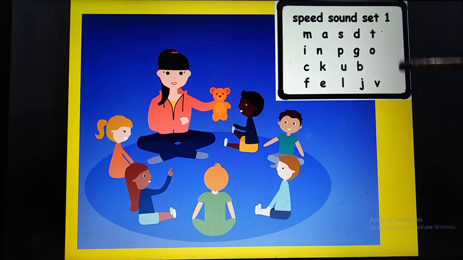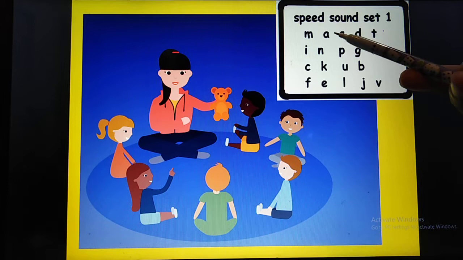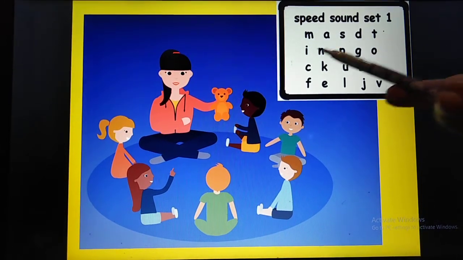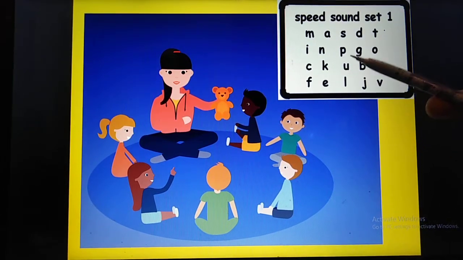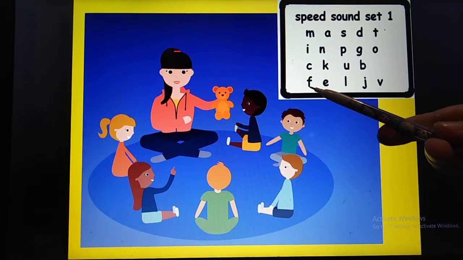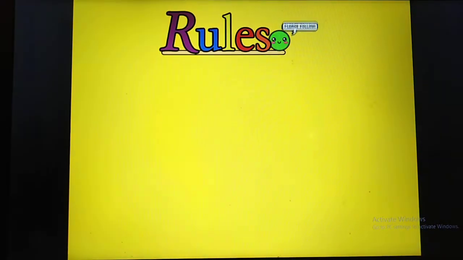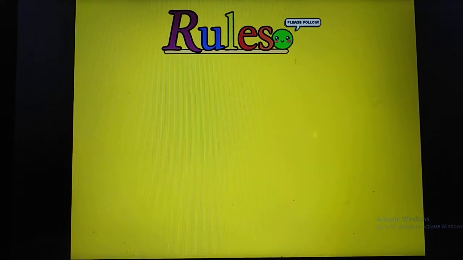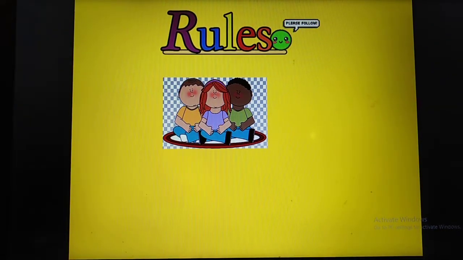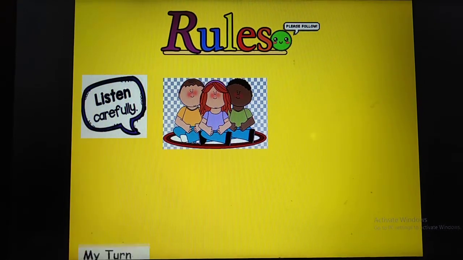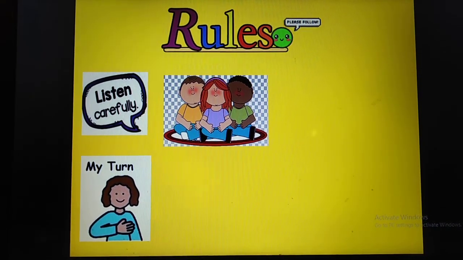And today we are having so many sounds over here and we are going to blend them and read the words. So let's start. But before starting, there are certain rules you have to follow for the phonics time. So the first rule is you are going to sit quietly and listen attentively. Yes. And when it's my turn, when I'm going to blend and read, you are supposed to be quiet at that time. You are not going to interrupt your teacher.